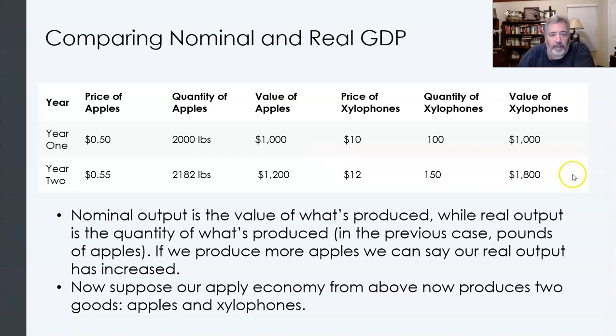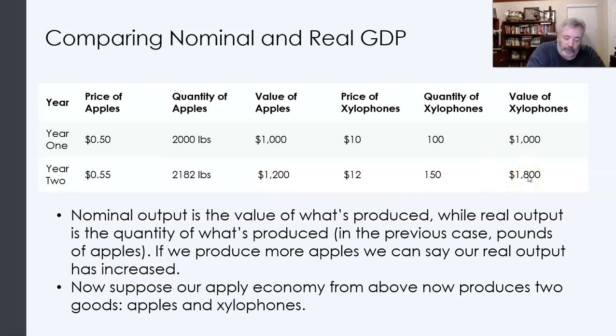So, all right. That's what we're talking about. Let's look at what the nominal growth rate is. We add them up. So I've got $2,000 in year one and $3,000 in year two. To calculate nominal growth in that case, all I did was 50 cents times 2,000 is 1,000, 10 times 100 is 1,000. So my year one GDP, because I only made apples and xylophones, is 2,000. That's my nominal GDP for year one. Nominal GDP for year two is 1,200 plus 1,800, or 3,000.